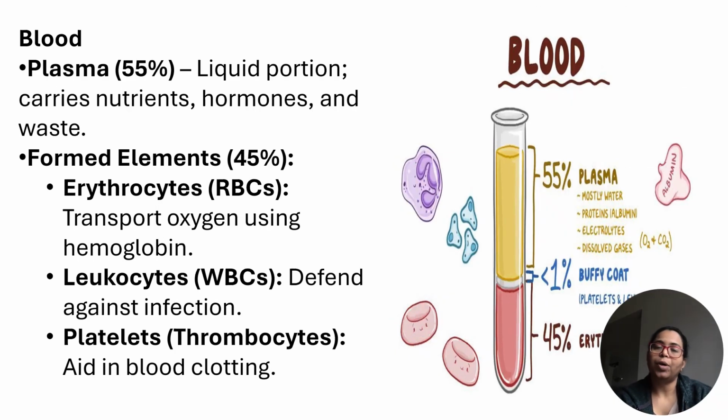And what are the components of blood? 55% is plasma. The plasma is the liquid portion, and it carries nutrients, hormones, and waste. Formed elements make up 45%, which are erythrocytes, leukocytes, and platelets or thrombocytes.